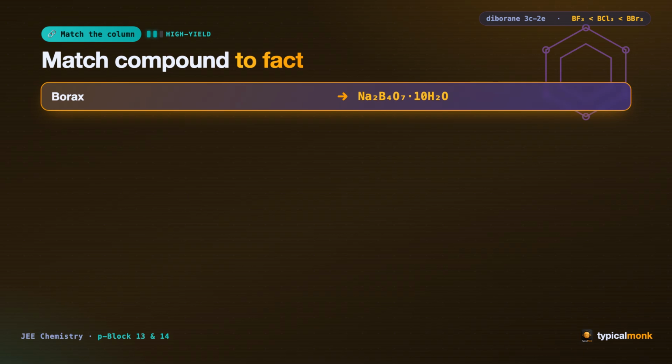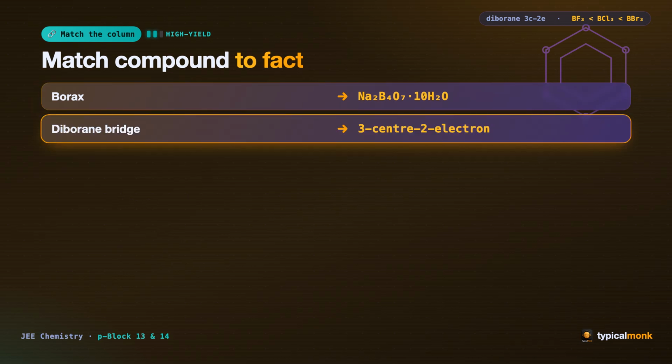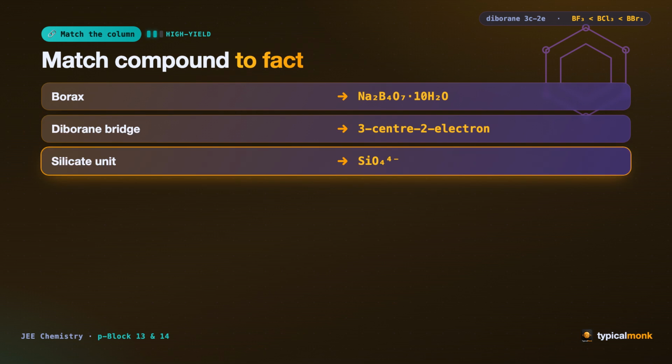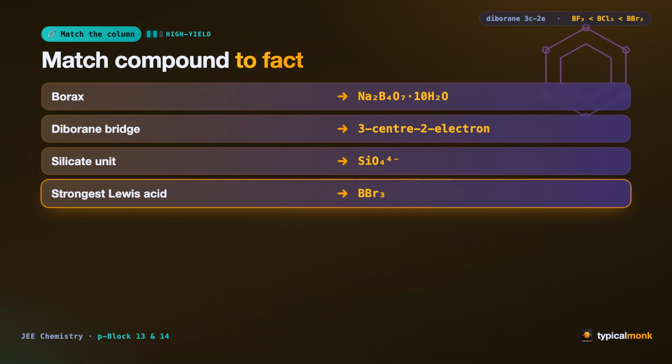Now match each compound to its fact. Borax goes to sodium tetraborate with 10 waters. The diborane bridge goes to the 3 center 2 electron bond. The silicates unit goes to SiO4 with a 4- charge. And the strongest Lewis acid goes to boron tribromide. 4 pairs, each worth committing to memory.